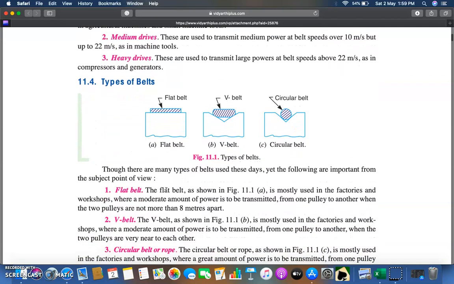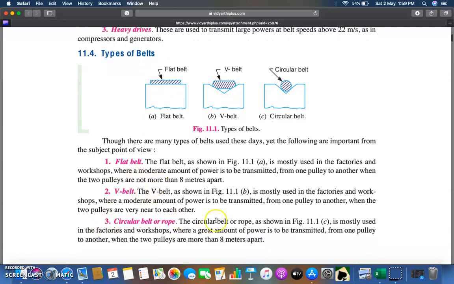Other types of belts, according to their construction, are flat belt, V belt, and circular belt. Flat belt, as you can see here, is the same thing you majorly see in flour mills. Then the V belt reduces the slipping tendency and is used when a moderate amount of power is transmitted from one pulley to another. Then the circular belt or rope, as shown in the figure, is mostly used in factories and workshops, where the distance between two pulleys can be roughly about 8 meters.